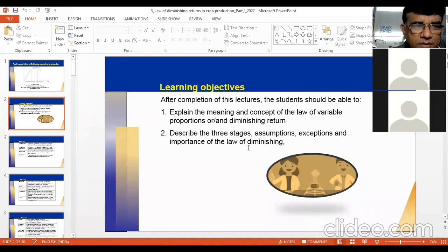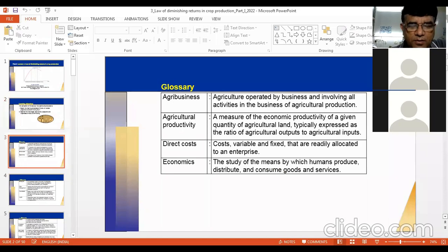Fixed cost means one-time cost, that is building infrastructure or land. These are fixed costs, and variable costs are changing time to time, and it varies season to season. Very good. Yeah, you have fair idea of fixed cost and variable cost.